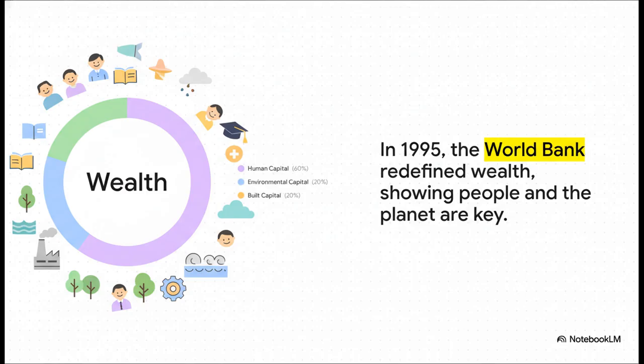But then check this out. Back in 1995, the World Bank came along and flipped this whole idea on its head. They said, hang on, a nation's real wealth, well, 60% of it is its people, what they called human capital, their skills, their health, their education. 20% is its environmental capital, like its forests and clean water, and the built capital, the roads and factories that GDP measures, that's only about 20% of the picture.